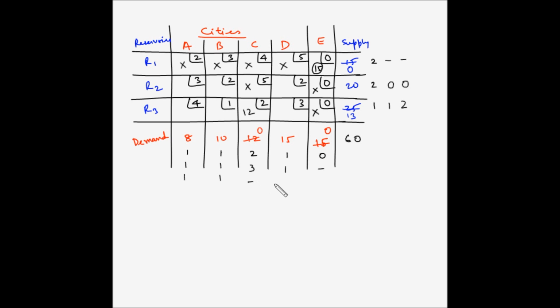Third column we can skip. Fourth column, 3 minus 2, which is 1. And we can skip the fifth column. Now we have to select the row or column with the largest difference. So let's select the third row.